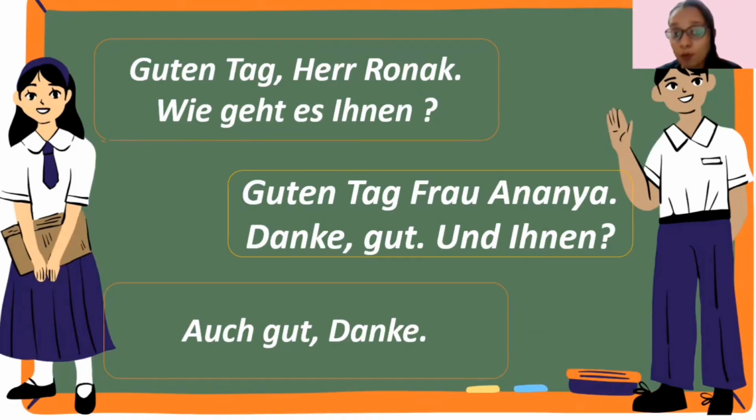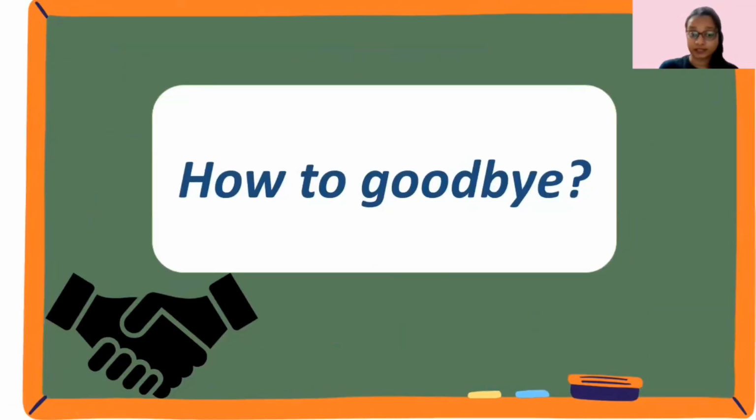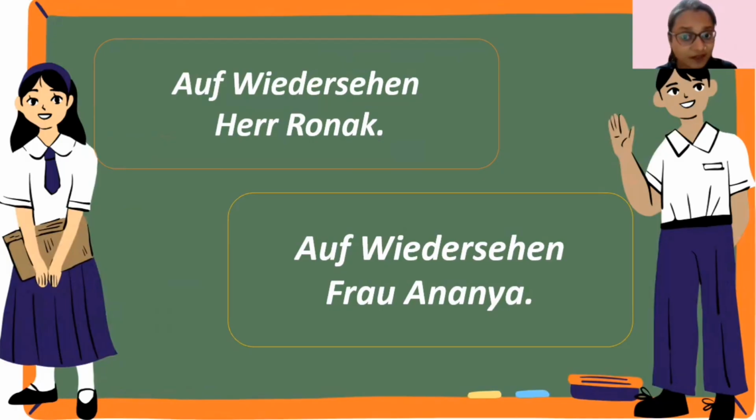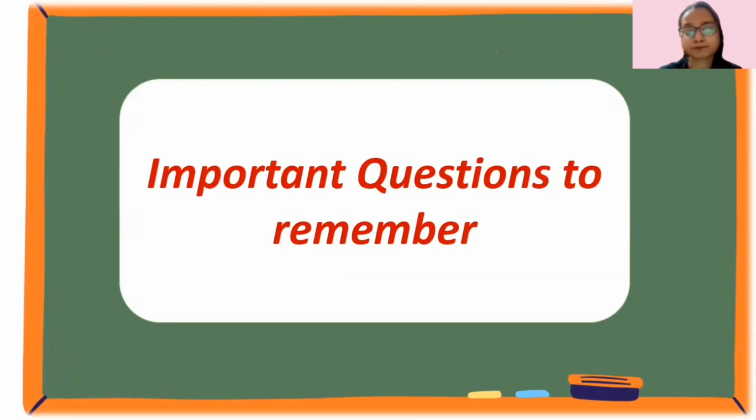You have done the formal conversation. But if you want to say goodbye, how will you say goodbye? You will say, Auf Wiedersehen, Herr Ronak. Bye, Mr. Ronak. Auf Wiedersehen, Frau Ananya. Goodbye, Miss Ananya. Right? So, till now, we have done the formal conversation: how to greet, how to ask your name, how to say goodbye.